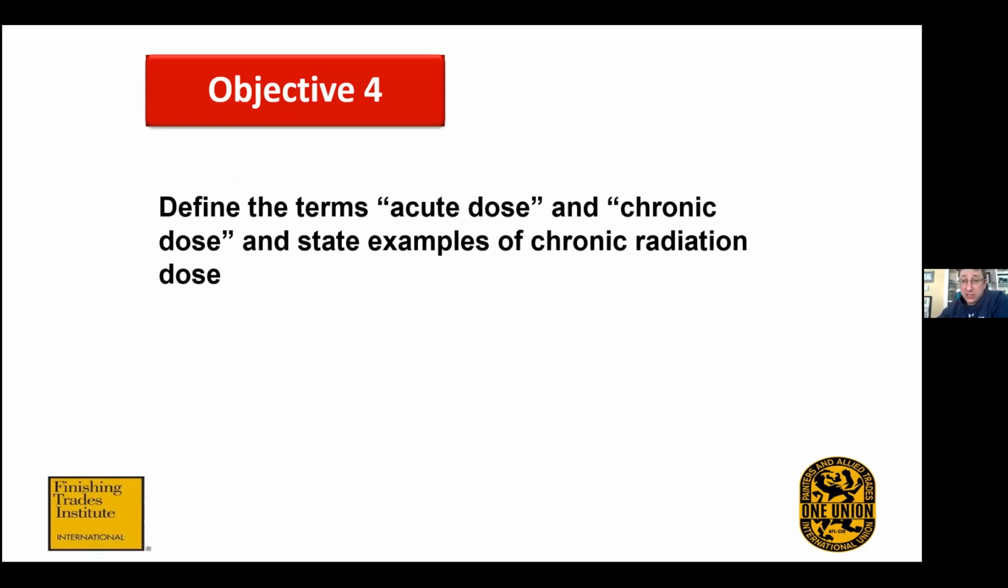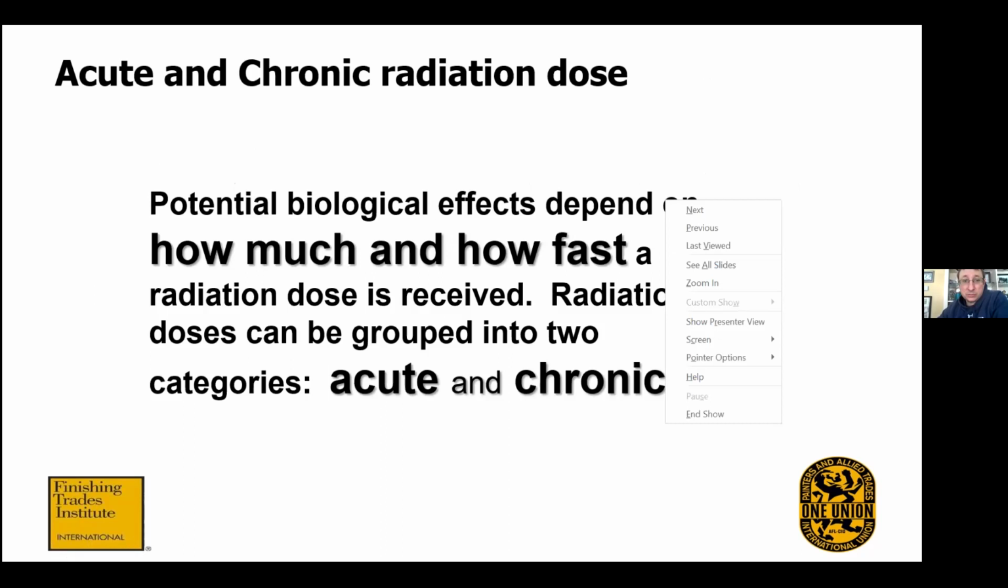So let's define the terms acute and chronic dose and state examples of chronic radiation dose. So what do you remember from our chemical exposure? It's the same thing. How would you define acute or chronic dose of a chemical to a worker? Well, acute would be a strong dose, and then a chronic would be dose over a long period of time. Right. So acute's usually a strong, high, concentrated dose in a short period of time, and a chronic is usually low over a long period of time. Could be months to working lifetime, right?